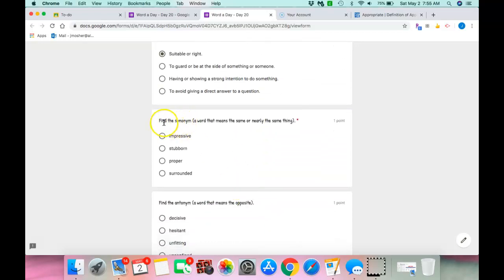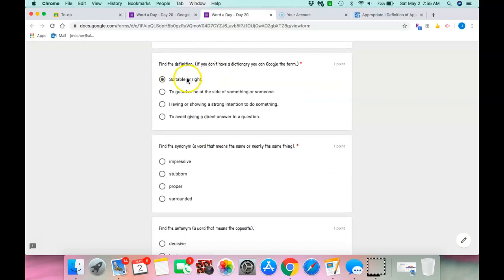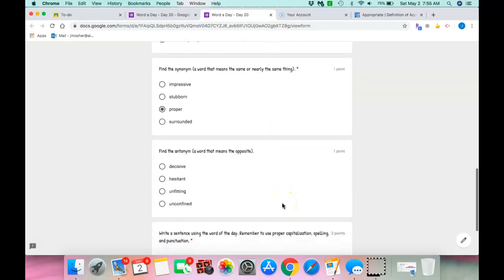A synonym, find the synonym, a word that means the same or nearly the same thing. So again, you're going back up to appropriate. What's another word that means suitable or right? Impressive, stubborn, proper, surrounded. I'm going to go with proper for that one because appropriate and proper are pretty much the same thing. Antonym is the opposite.